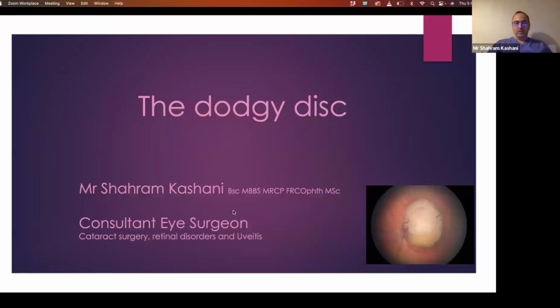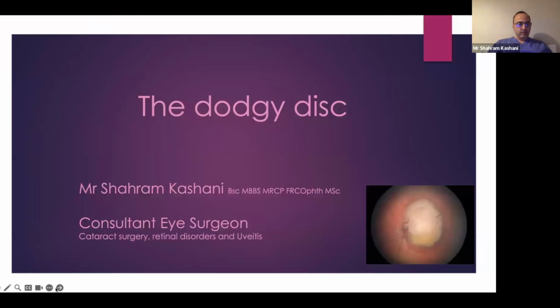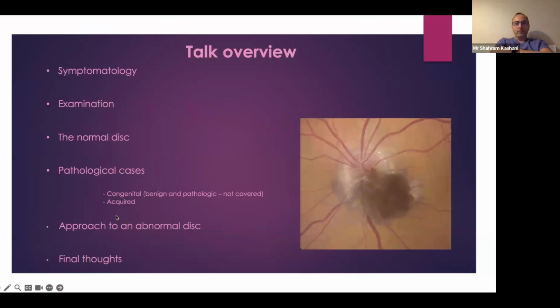So today we're going to talk about the swollen disc. What I'm going to talk about is symptoms, what you might see on examination, what a normal disc looks like, and pathological cases. We're not going to do congenital cases because that was done before. Then your approach to an abnormal disc, and I've written final thoughts, but actually we have a quiz at the end. So Ian will be putting the poll up, and you will be asked a few questions.